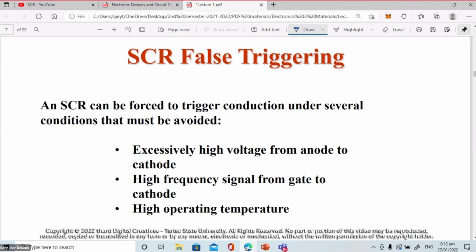High frequency signal from gate to cathode, okay. Our SCR operates only at low frequency signals. Kaya maganda siya sa mga low frequency, pero high power application. For example, you can easily control 220 volts 60 Hz, okay? In America, 110 volts 60 Hz. So it can easily operate that.